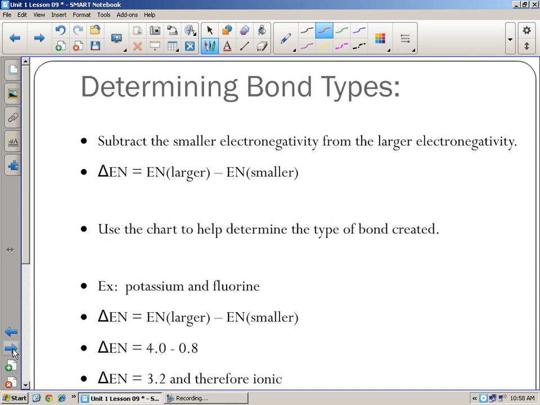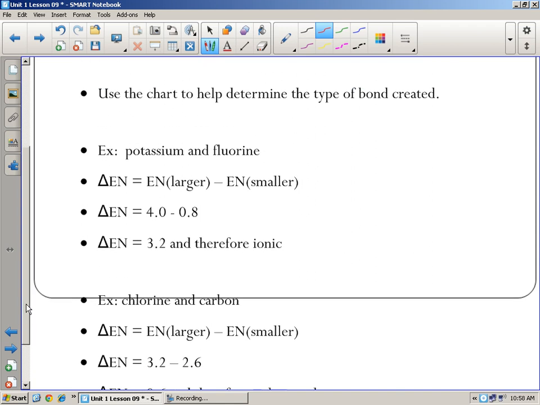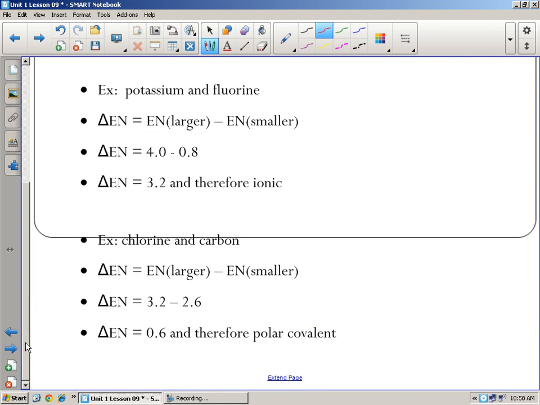Now, how are you going to determine bond types? Well, you take the larger number. We've done this already. Take the larger one, you minus the smaller one. So, okay. And it says here, use the chart to help determine the type of bond created. Don't worry about that for right now.